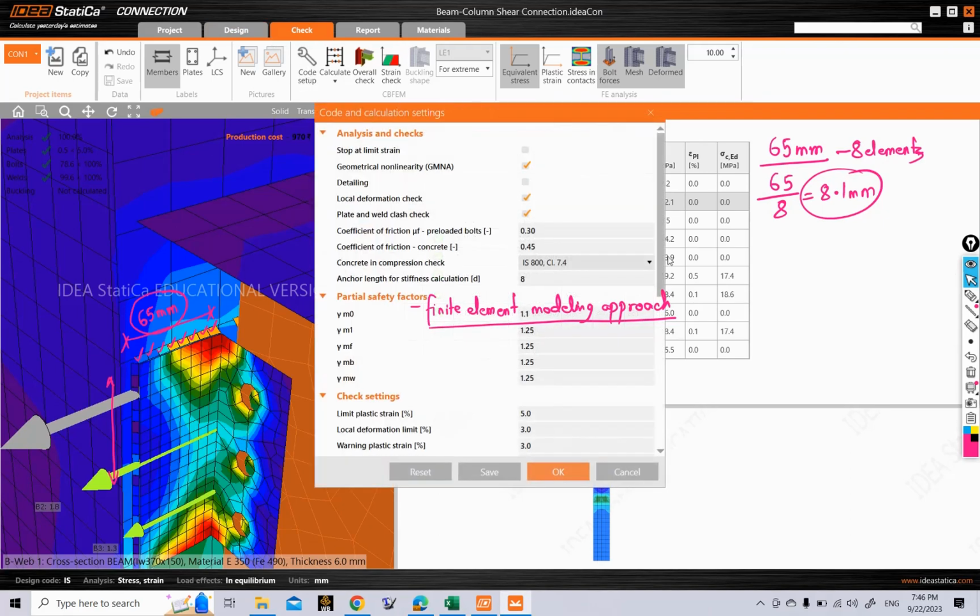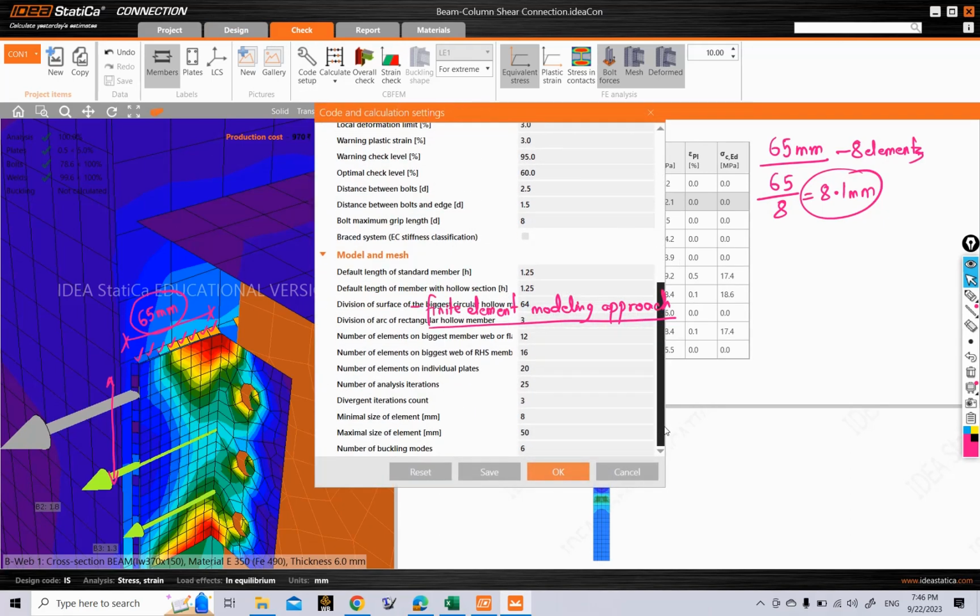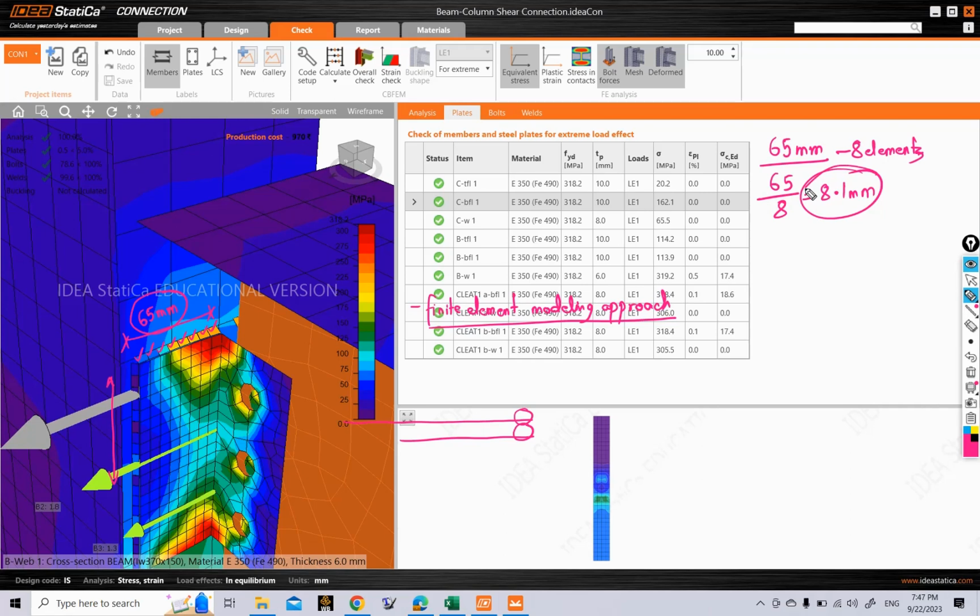If you look at the code setup here, we looked at this code setup before starting the calculations. What we have said here is the minimum size of element should be 8 mm and the maximum size of element should be 50 mm. These elements are the finite elements, and because we have set the minimum size of element to 8 mm, here also we have got the size of our element almost equal to 8 mm. So this is not less than 8 mm. Let's see what happens.